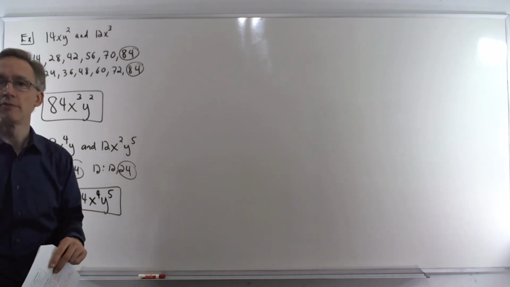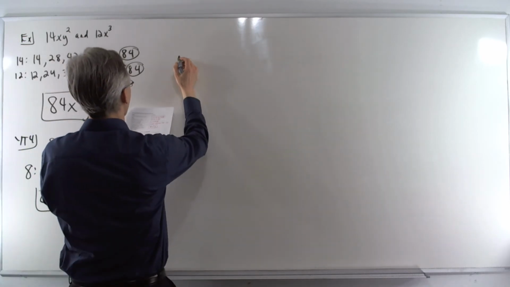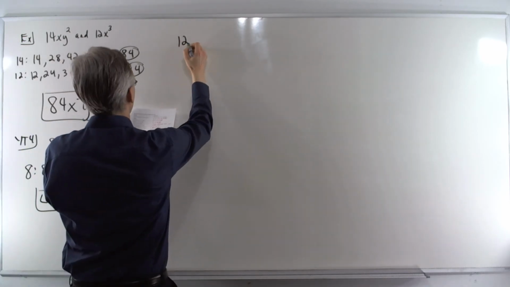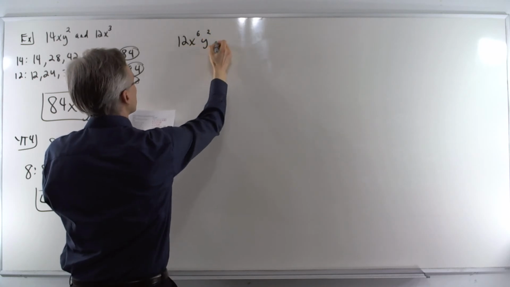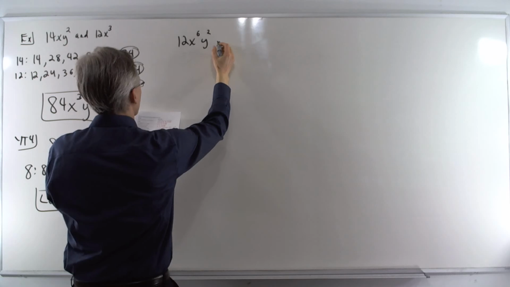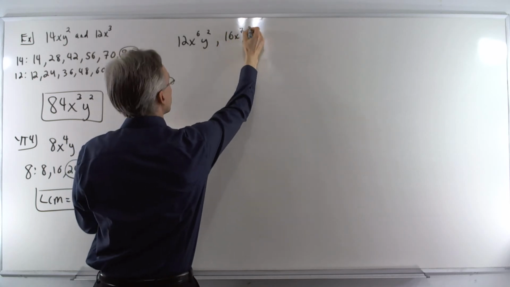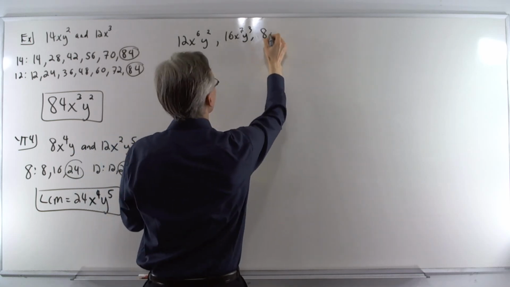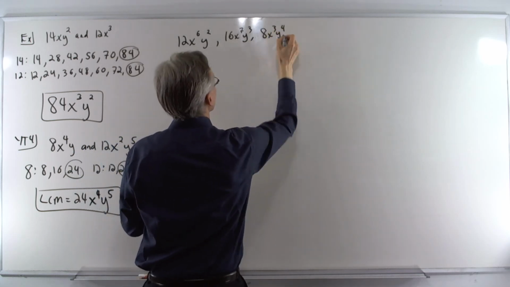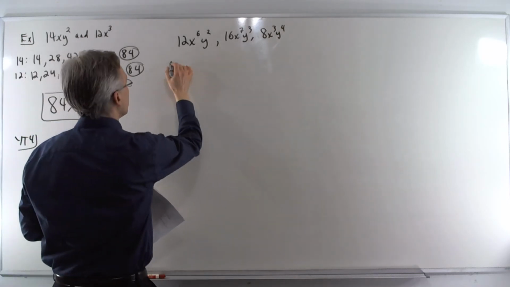Now we can do any number of monomials as well. The process will be the same though. So now we're going to find the LCM of 12, x to the 6, y squared, 16, x to the 7th, y to the 3rd, and 8, x to the 3rd, y to the 4th. So now everything we do, we just do with 3. So we're going to do 12, 16, and 8.